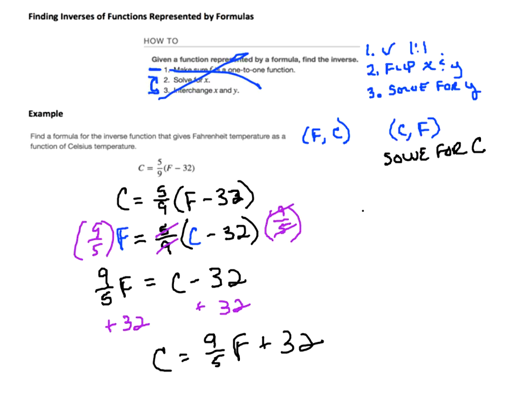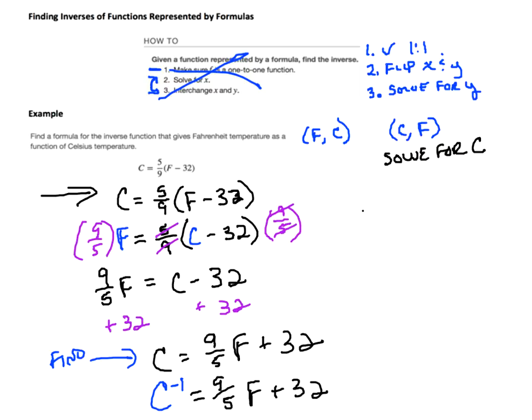So what I have here is not C. What I actually have is C inverse. I used this to find it, but now that I found it, it's not C, this is C inverse. C inverse is equal to 9/5 F plus 32, and C inverse is actually Fahrenheit. So we have a couple more of those to look at.